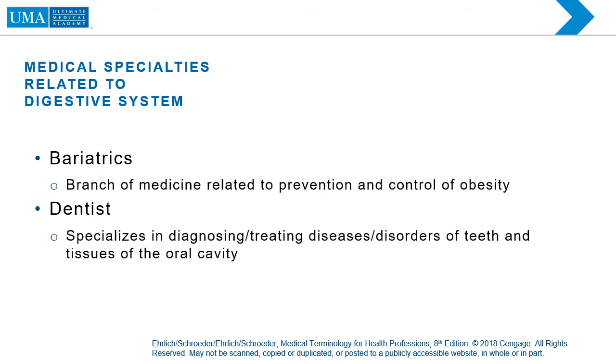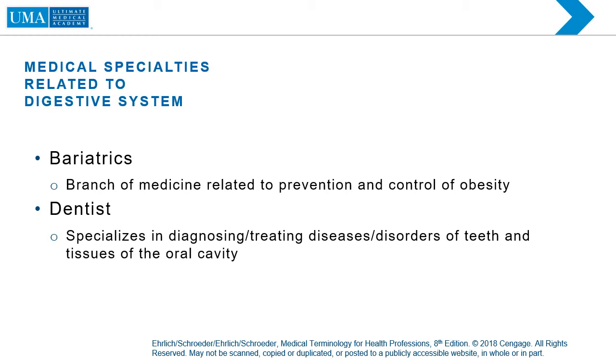Now, we've taken a look at the digestion process. Now we're moving on to some medical specialties that are related to the digestive system, as well as some specialists who may treat patients with certain diseases or disorders. So beginning with bariatrics, this is the branch of medicine that is concerned with the prevention as well as the control of obesity and other associated diseases.